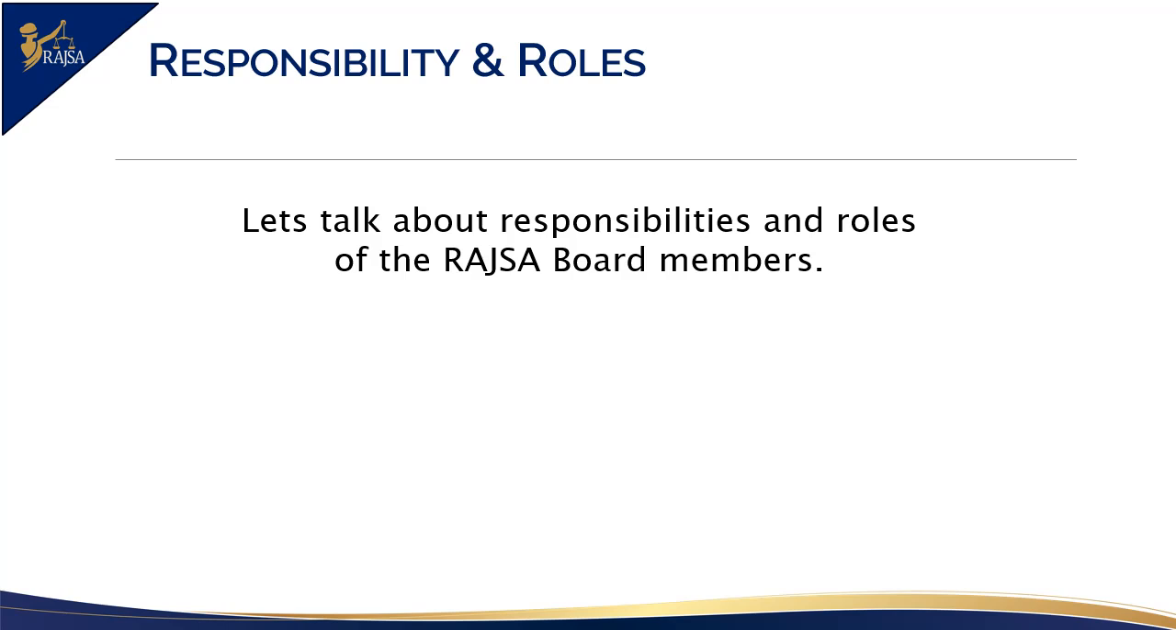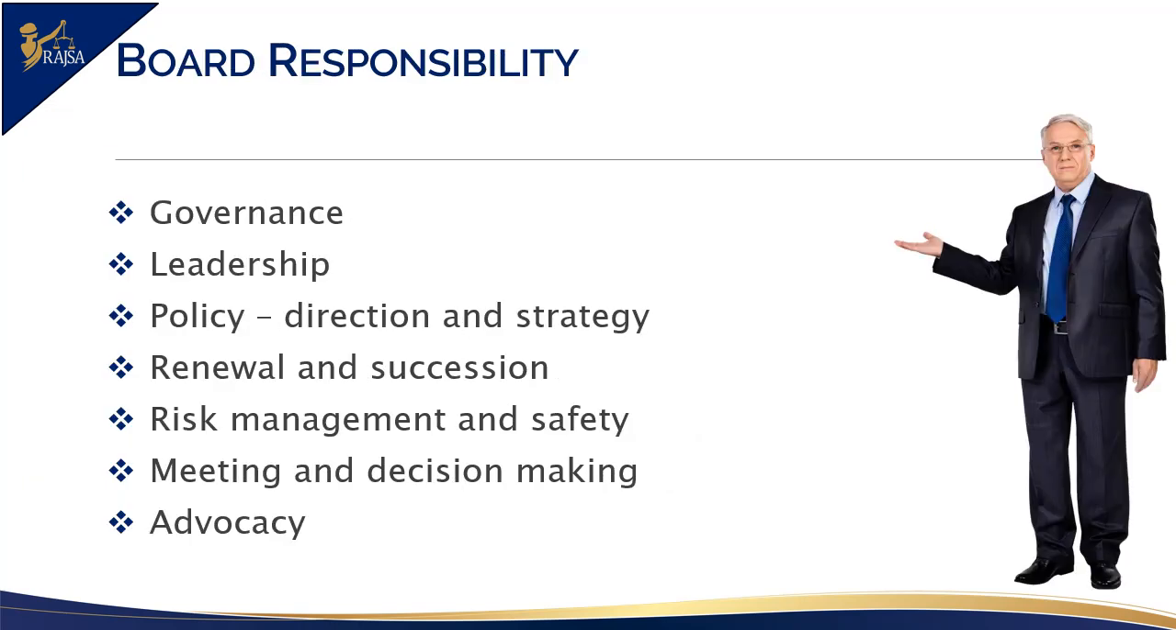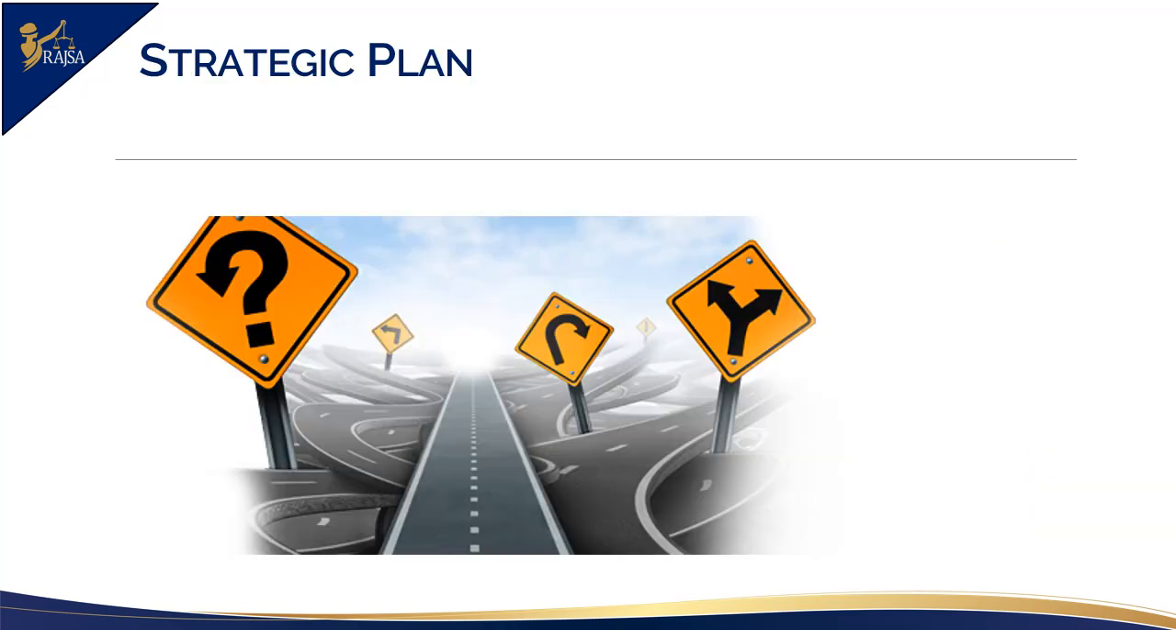The next 2 slides explain the responsibilities and roles of a board member. The role of a board member is to provide policy, leadership and direction, make decisions, ensure compliance, manage finances, protect assets, consult with stakeholders, communicate and network, appoint and manage the president. The responsibilities of the board are governance, policy, direction and strategy, renewal and succession, risk management and safety, meeting and decision making, advocacy.